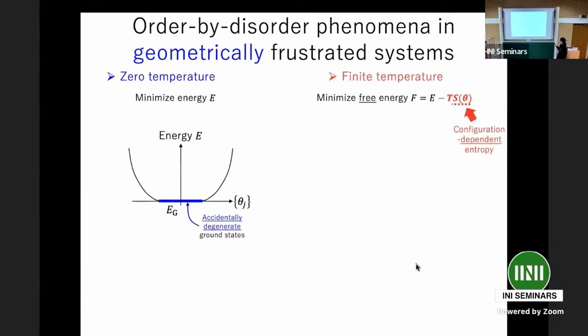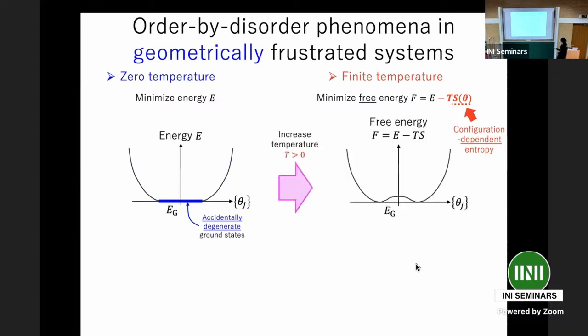But now, if you go to finite temperature, you minimize the free energy instead of the energy. And unlike in the conventional case where the degeneracy arises from symmetry, so the entropy is also configuration independent, here the degeneracy comes just accidentally. There's no reason that the entropy, or the fluctuation properties, are also configuration independent. So generically, the entropy is going to depend on the configuration.